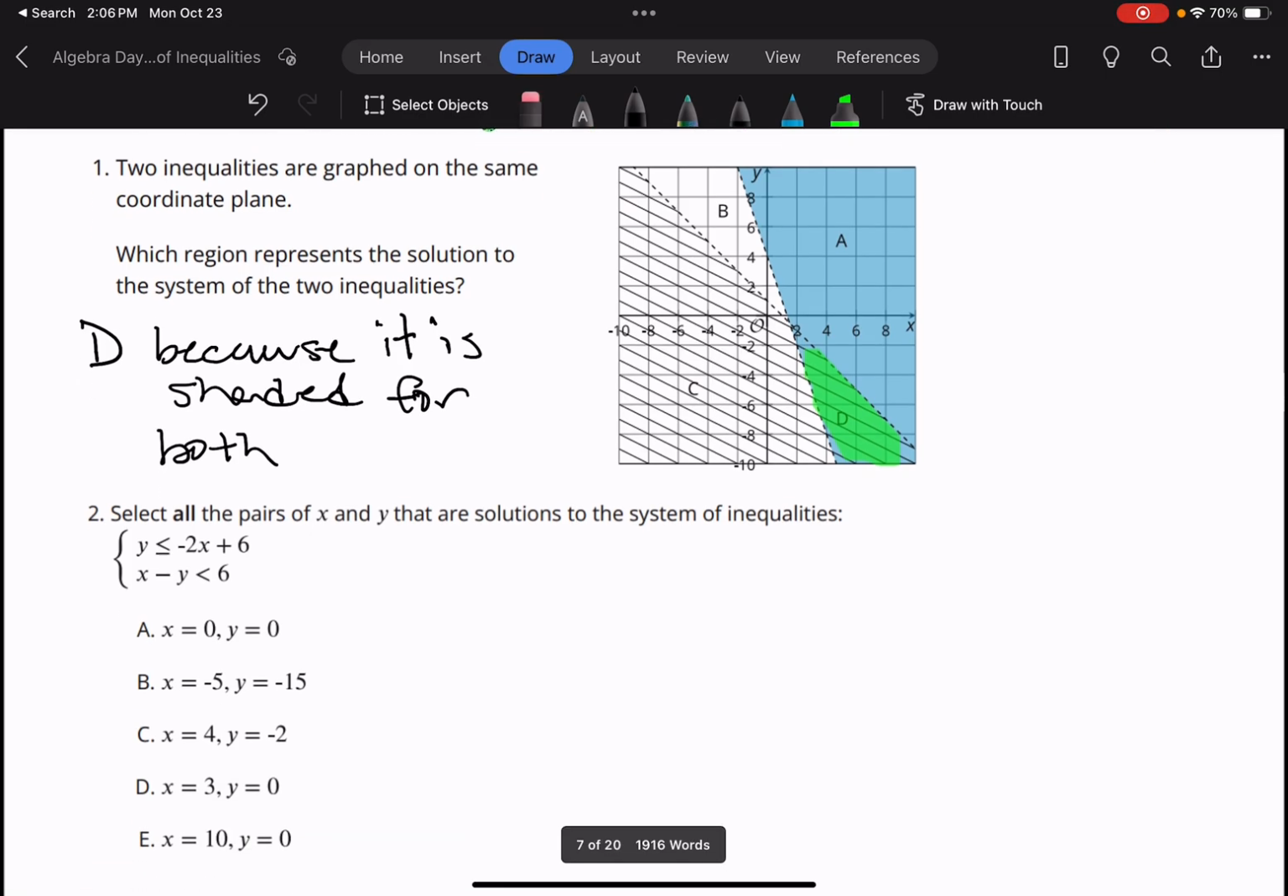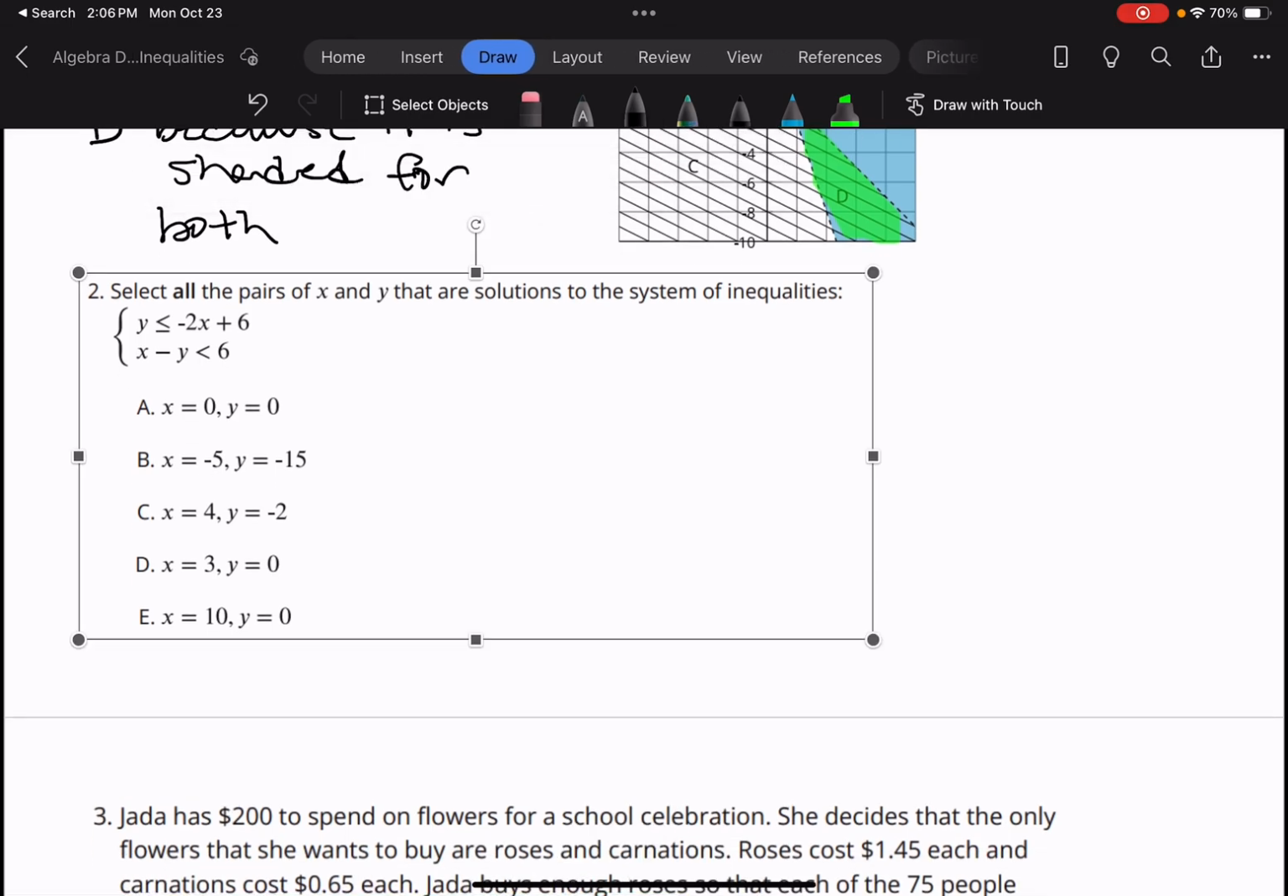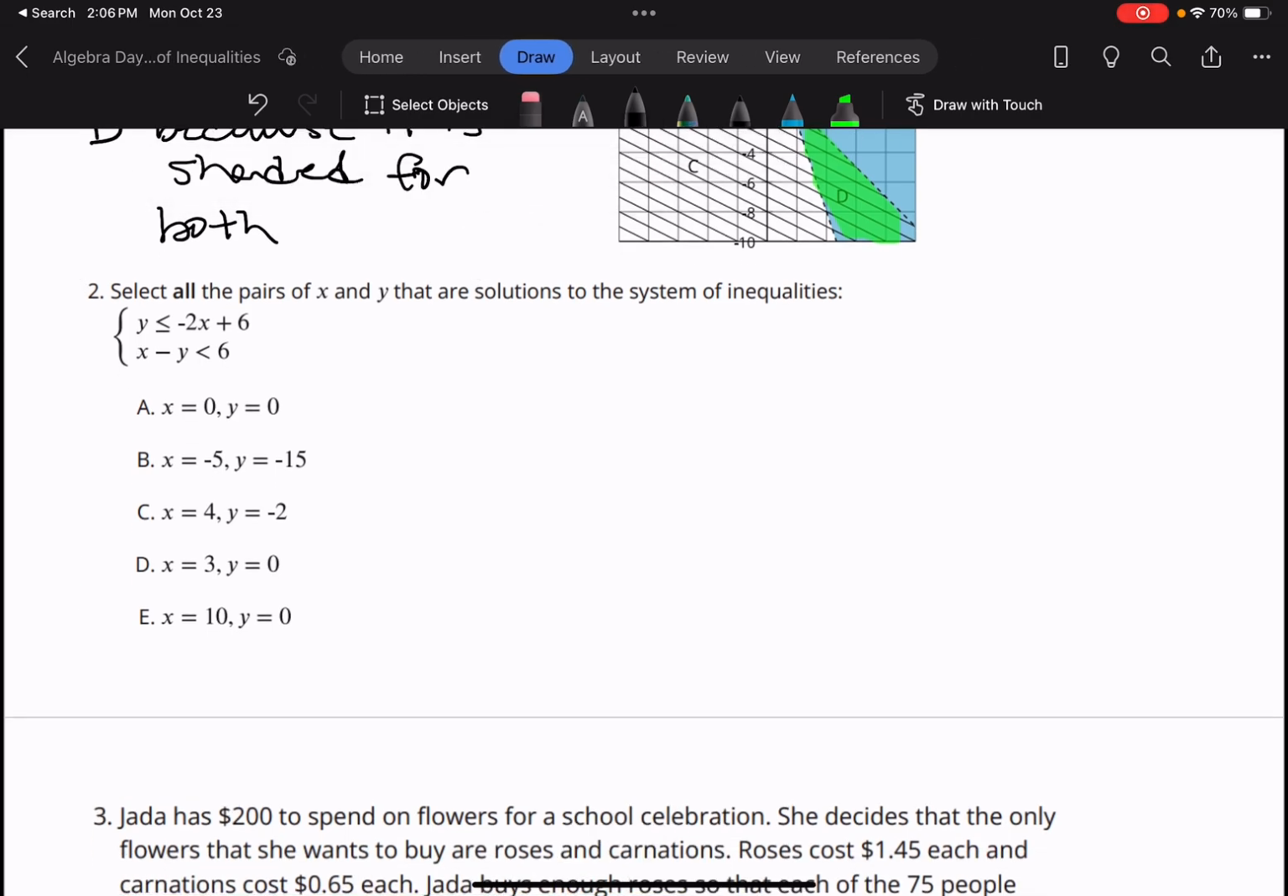All right, number 2 says select all the pairs of x and y that are solutions to the system of inequalities. So for this one, you would need to plug in both of them and see if they work in both. So if we plug in 0, 0, 0 is less than or equal to negative 2 times 0 plus 6, 0 is less than or equal to 6. So A works for the first inequality. Let's try the second one. So we have 0 minus 0 is less than 6. That also works out. So A works for both of them. A is the solution for both.